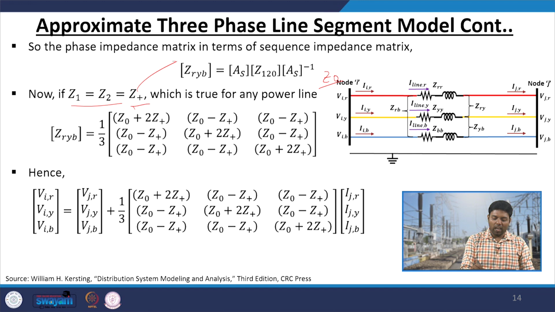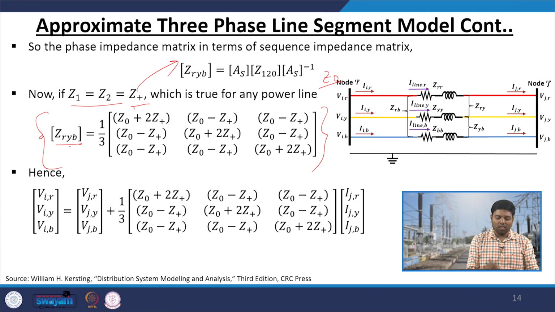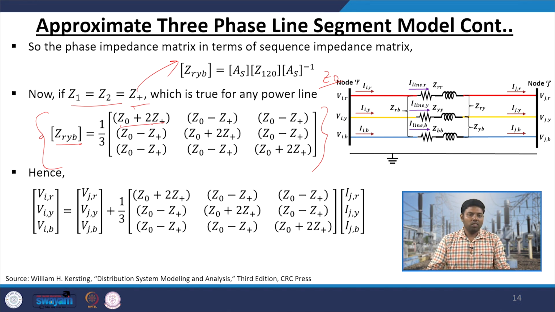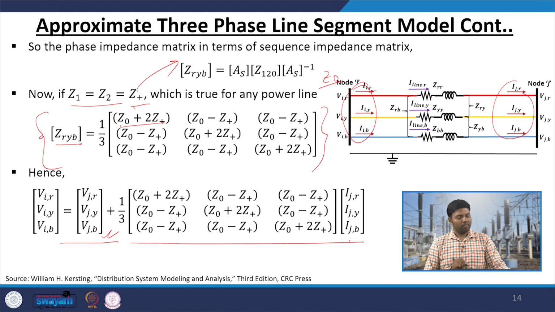If you put those values in this matrix, you will get this phase matrix. That means your phase impedance you can calculate with the help of your positive, negative and zero sequence components. And then this is your voltage KVL equation. We have neglected the capacitance effect that I have already mentioned before. So, this is your sending end voltage equal to your receiving end voltage plus your total current and impedance.